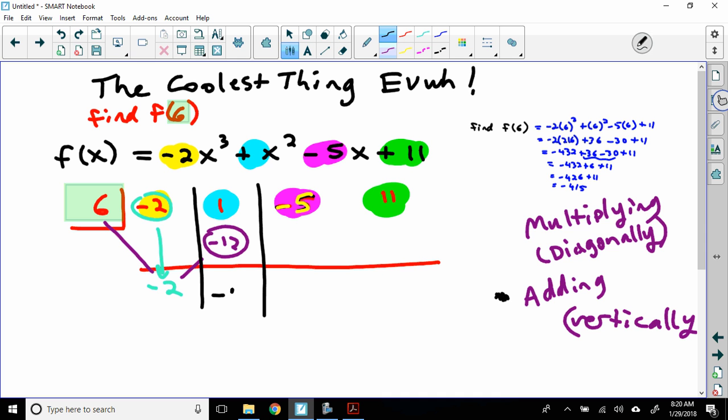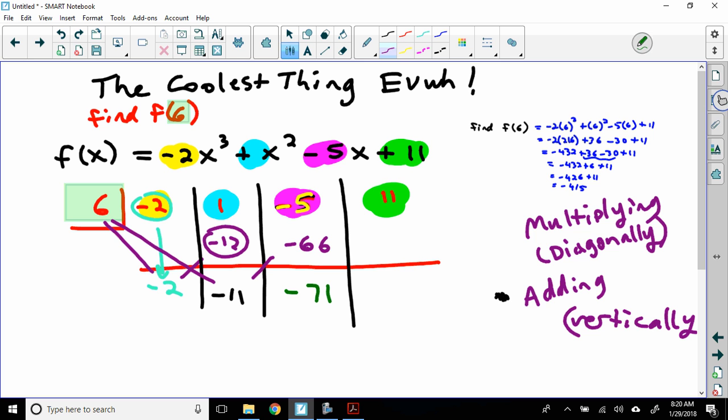Now notice, did I have to square anything yet? Did I have to cube anything yet? Did I have to divide anything yet, or subtract? No, I'm just multiplying and adding. So again, multiply diagonally. 6 times -11 is -66, and that's going to go up to here. Add vertically. -5 plus -66 is -71. So that's -71.